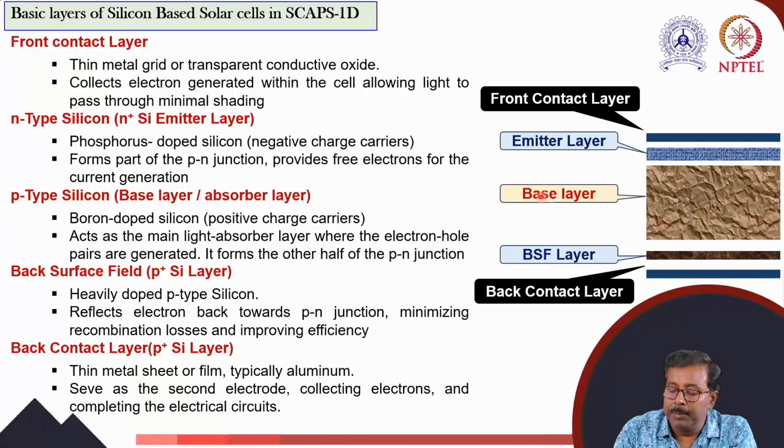And basically this base layer acts as an absorber layer to generate the electron and hole pairs by absorption of light. And this acts as the main light absorber layer where the electron hole pairs are generated. Ultimately, after generation, if they are separated efficiently, we can have a voltage difference or potential difference between two terminals. Now the back surface field also we discussed.